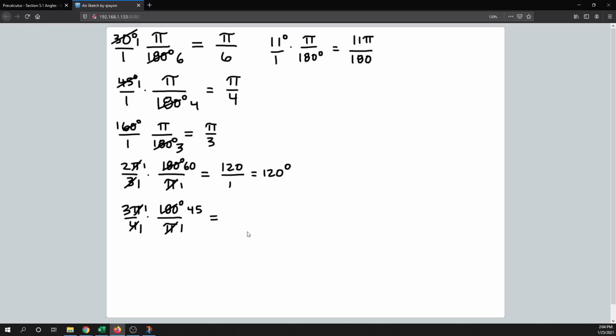And now that I've reduced everything, I just multiply across the top. So I have 3 times 1 times 45. 3 times 45 is 135. 90 plus 45. Multiplying across the bottom, 1 times 1 is 1. And so I get 135 degrees. Don't forget to put the degree sign on that. So anybody coming later will know that's in degrees, 100%, not radians.